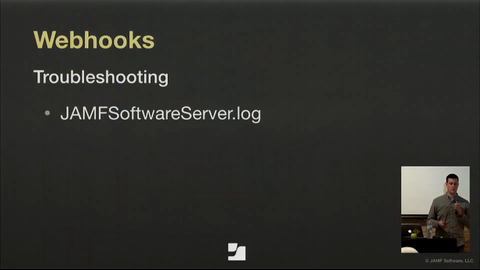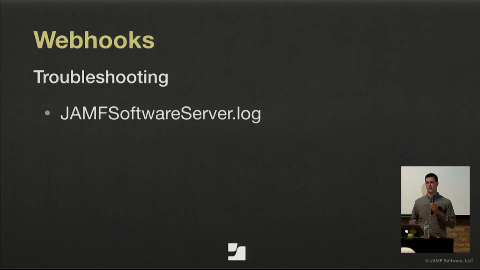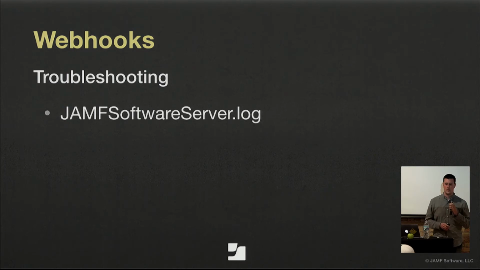Obviously the first one is the Jamf Software Server log file. We're going to log every single success and every single failure of a webhook event within the Jamf Software Server log file. We log these under the WebhookProcessor class, all one word. If you filter or search for that, it will bring back all these events, both successes and failures. On both a success and failure, it should write out pretty much exactly what's happening, and that's typically an HTTP status code that will point you in the right direction of what's going on with your webhook. Why is it failing, or why is it succeeding?